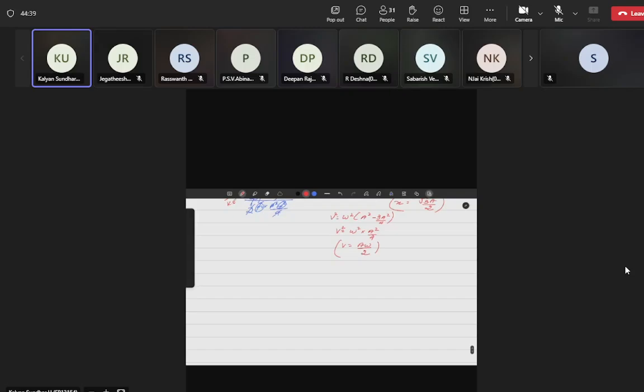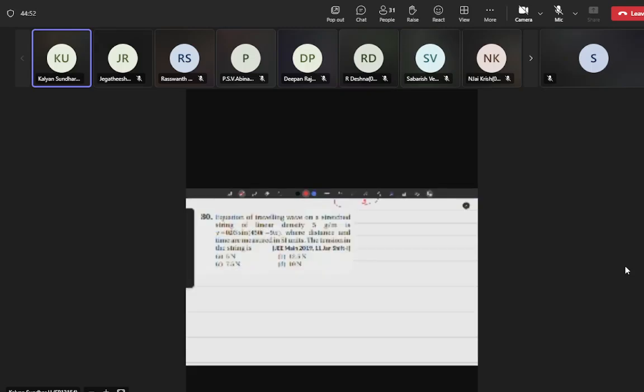Right. So this question. The equation of a traveling wave on a stretched string of linear density mu is given as y equals so and so, where distance and time have been measured in SI units. The tension in the string would be: V equals under root of T by mu, so V square mu will be equal to T. You have to find this. So velocity I can find by using this equation. Velocity is nothing but omega by K.